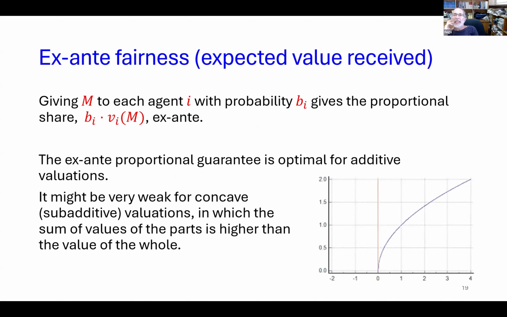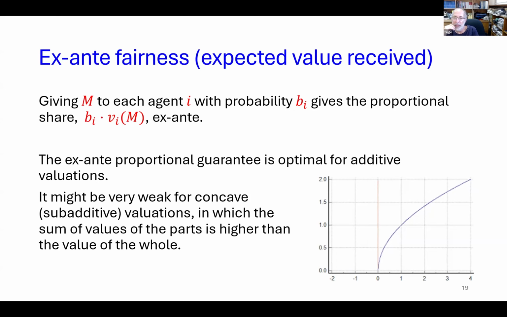So now let's talk about ex ante fairness. That's if you look at randomized allocation, the expected value that you receive. So in this case, if you give each agent the grand bundle, all the items, with probability exactly equal to her entitlement, then she gets her proportional share, b_i times the value of the grand bundle. She gets it in expectation. With some probability she gets 0, with some probability she gets everything, and in expectation this is what she gets. And this is the optimal guarantee that you can give if valuations are additive, and indeed the proportional share is a good share in the case of additive valuations.